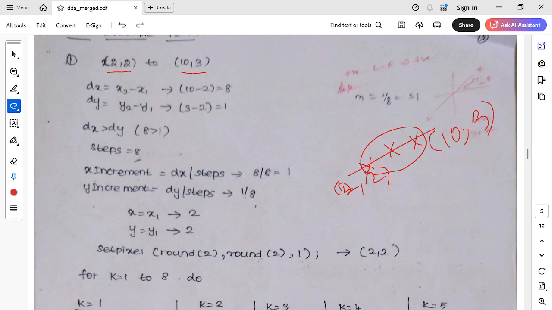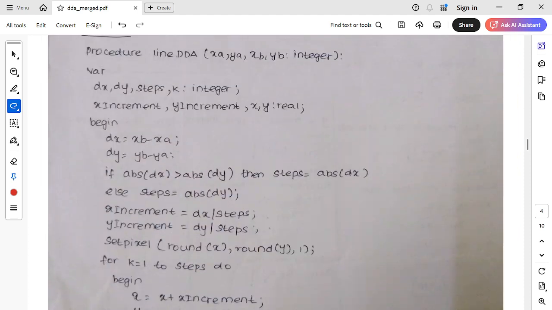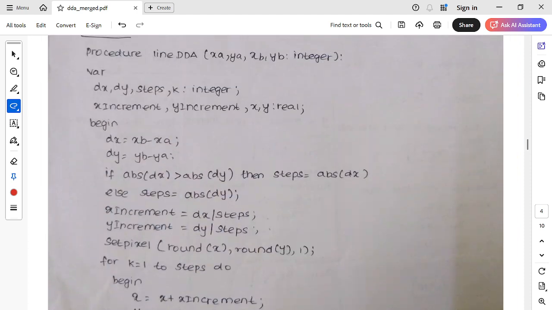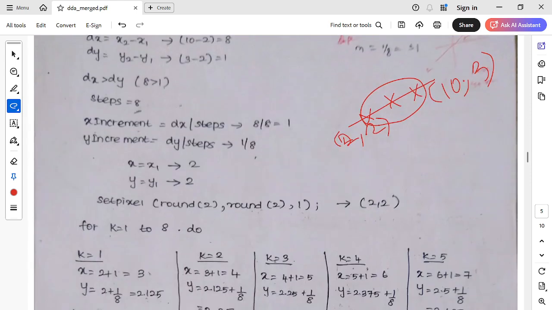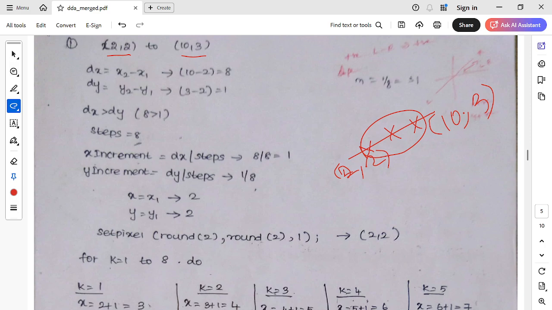So what is the first thing? They have given the starting point and end point. What is the first step you're going to do? From the algorithm, you can see you're going to find the value for dx and dy, which is nothing but delta x and delta y. So this is the first step. So we're going to find the dx value and dy value.